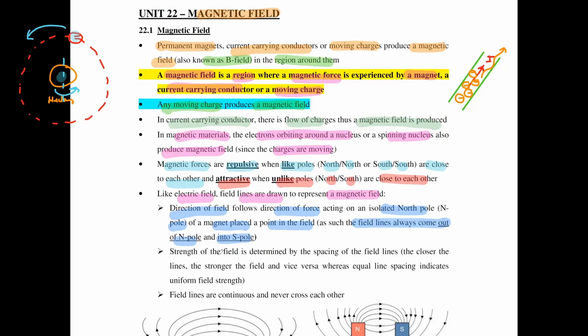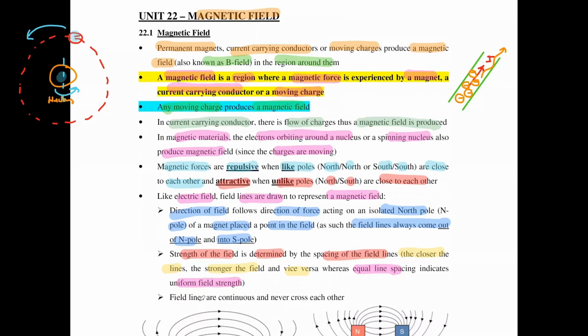And then next one will be that the strength of your field is determined by the spacing of your field lines. The closer the lines are to each other, the stronger your field and vice versa. Whereas if you have equal line spacing, this indicates uniform field strength or constant field strength. And lastly, the field lines are always continuous and never cross each other.